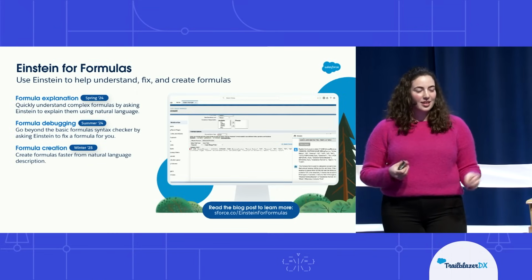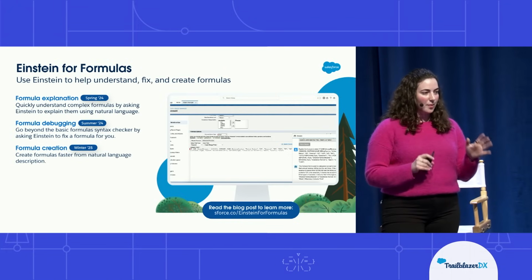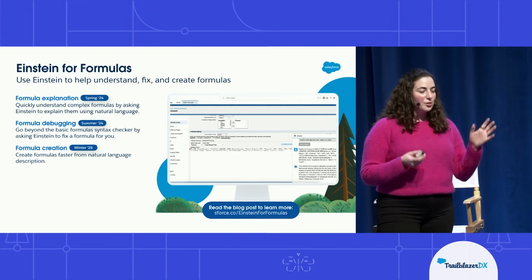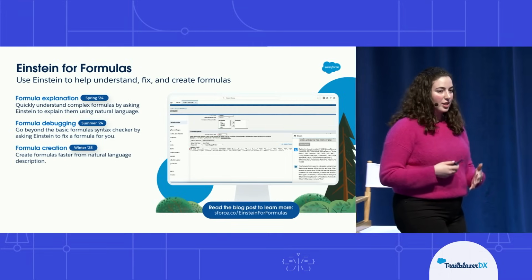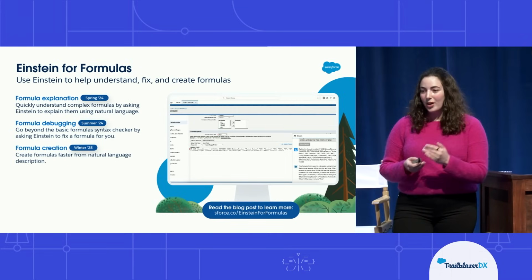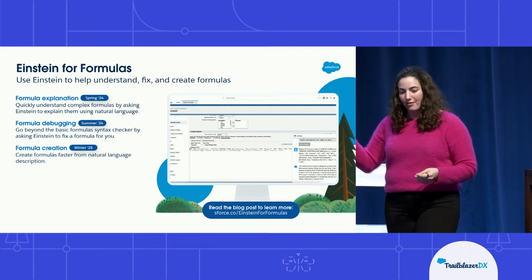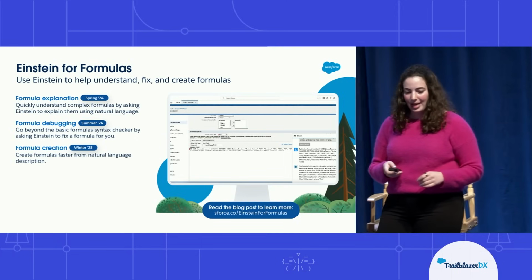Now, with all of these technologies, and anytime we're talking about AI, we always want to make sure there's a human in the loop. So just know once you start using these technologies, it is going to be super, super important that you are taking time to review whatever the outputs are that are being generated by tools like Einstein for Formulas and some of the other things that we're going to look at today as well.